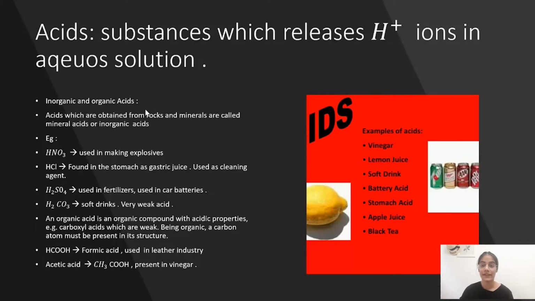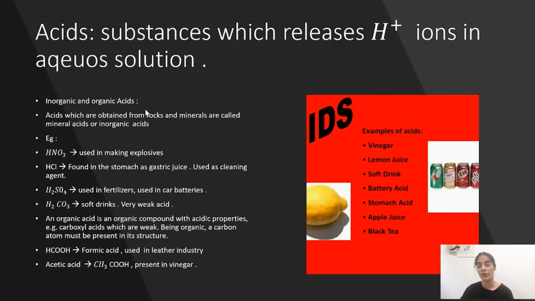Two that I have discussed here are HCOOH, which is formic acid, and CH3COOH, acetic acid. Formic acid is used heavily in the leather industry. Acetic acid is present in vinegar. You see, the most common thing in both of these acids is the COO group that I told you about. These carboxylic acids are very weak acids, but being organic, a carbon atom must be present in their structure.